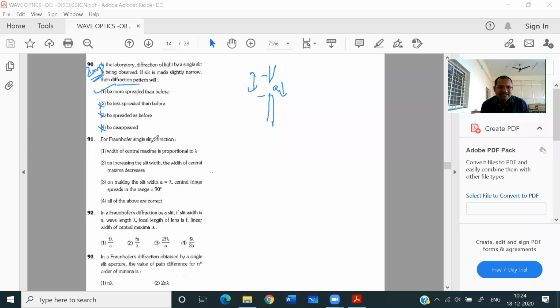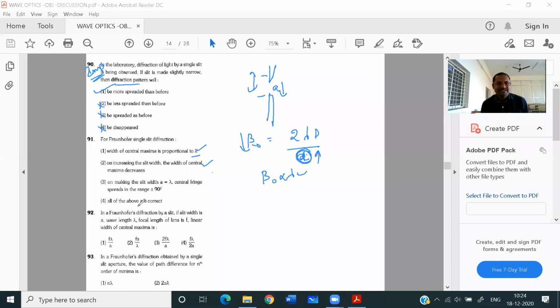Next, question number 91. For Fraunhofer single slit diffraction, what happens? See, the width of the central maxima is proportional to lambda. Yes, it is directly proportional to lambda. Correct. The first option is correct. Next, on increasing the slit width, what happens? The central maxima decreases. Yes, perfect.